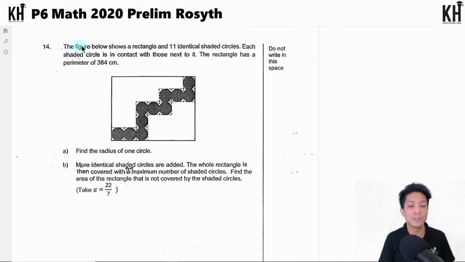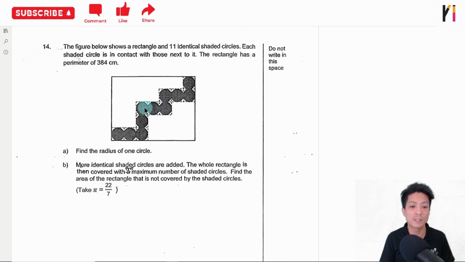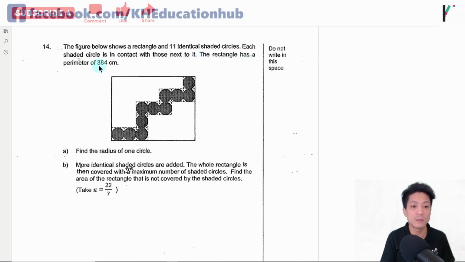Okay, question 14. The figure below shows a rectangle and 11 identical shaded circles. 1, 2, 3, 4, 5, 6, 7, 8, 9, 10, 11. Each shaded circle is in contact with those next to it. The rectangle has a perimeter of 384 cm. So we need to find the radius of one circle.